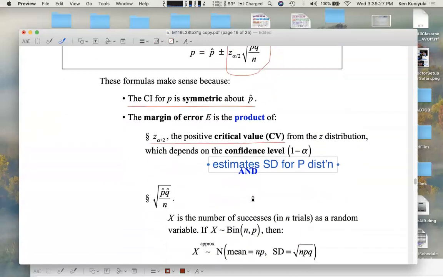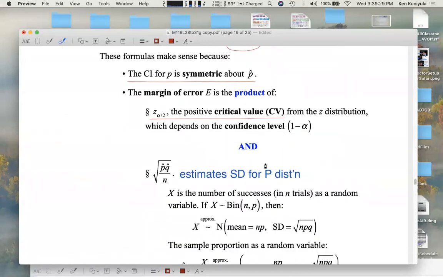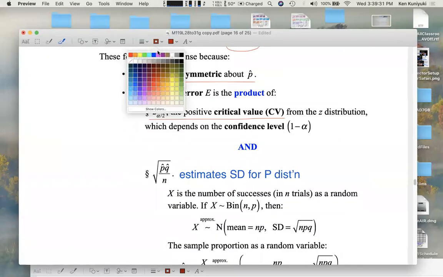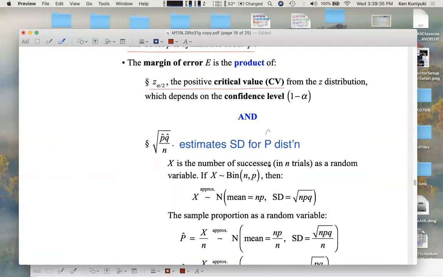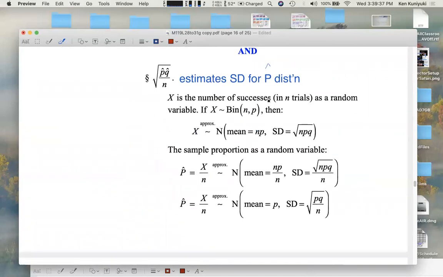So here's the part where, okay, get what you can. But don't freak out. So why does this estimate the standard deviation for the P hat distribution? All right, well, what is P hat? What's going on here? Remember, X is the number of successes. In our coin example, X is the number of heads that we're going to get.